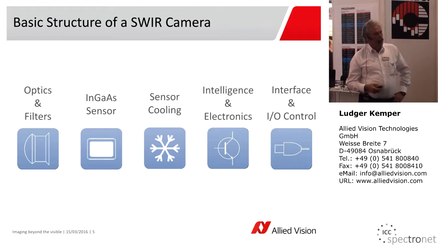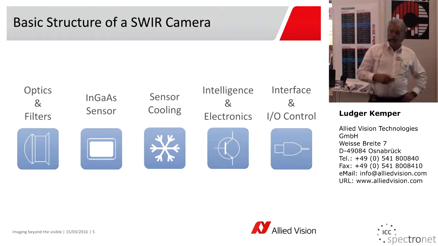When you see the structure of a typical SWIR camera, you have the SWIR-optimized optic in front. You also have filters for some special applications. You have different InGaAs sensors with different resolutions. You have the cooling. You have the pre-processing functions and the electronics, and then different interfaces with the I/O control.